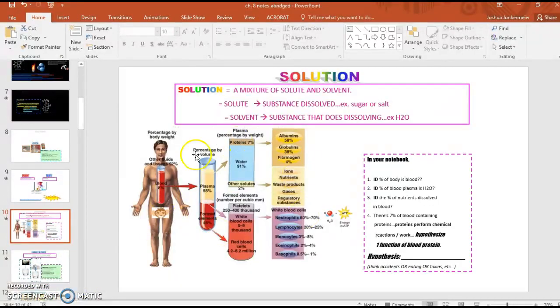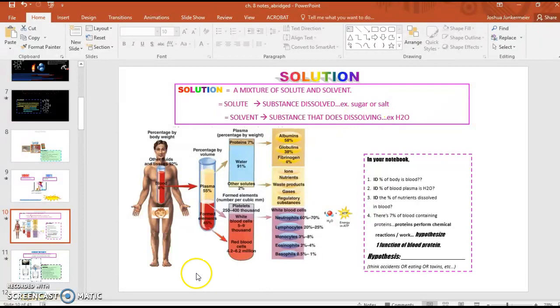Slide 10 has the definition for solution, which we do need in our notes. It is a mixture of solute and solvent. If you're still confused by those concepts, please go back to our notes number 1, and that covers slide 9 and 8 and kind of reviews it. A solution is made up of solute and solvent. A solute is a substance dissolved. An example would be sugar or salt. And a solvent is the substance that does the dissolving.